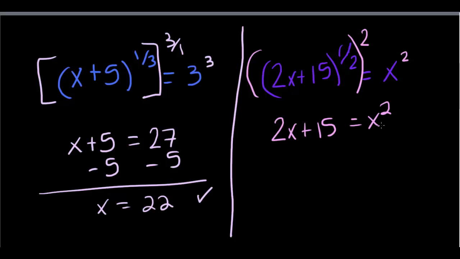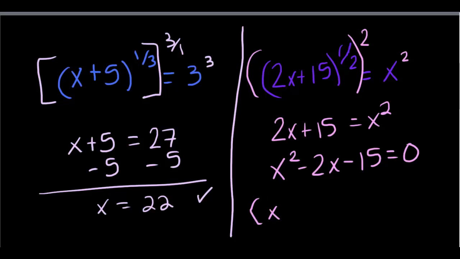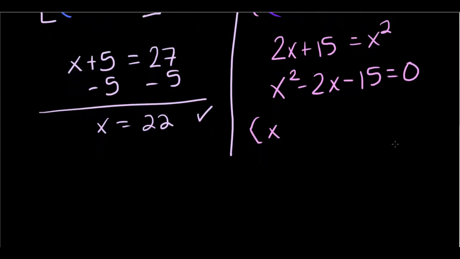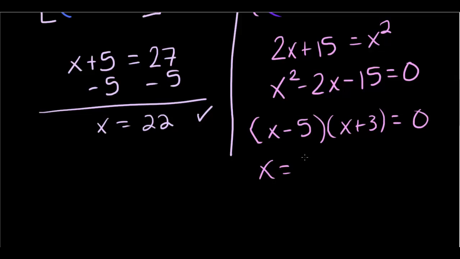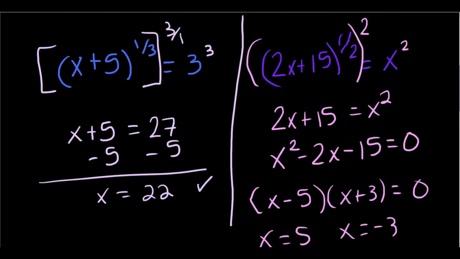And since I have a quadratic equation, I have to make this equal to 0. So that's going to give me x squared minus 2x minus 15 equals 0. And then we're going to factor. So we're going to be looking for factors of negative 15 whose sum is negative 2, so that is (x minus 5)(x plus 3) equals 0. So that's going to give me x equals 5, x equals negative 3. Again, some things that we've been doing all along for a very long time now.